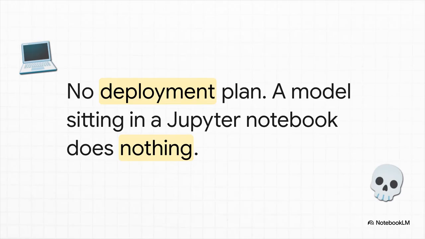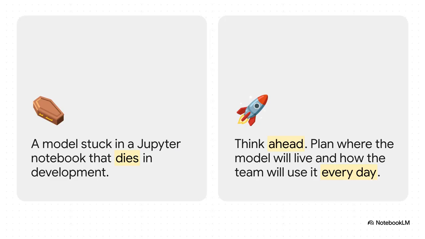And that brings us to the 5th and final reason great models die. They simply never get deployed. They never leave the lab. A model is just a bunch of code, an abstract idea, until it's actually plugged into a business process where a real person can use it to do their job better. Honestly, a brilliant model stuck in a Jupyter notebook is a tragedy. It's such a waste. You need to be thinking about deployment from day one.